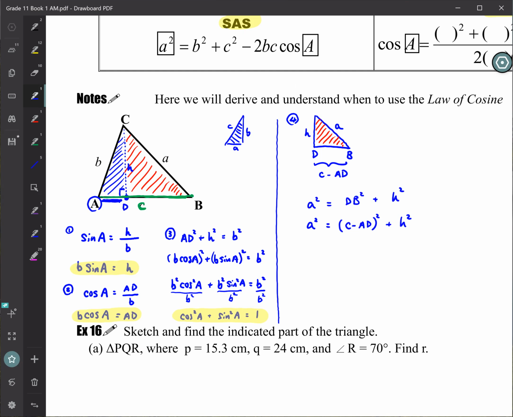All right, so AD, now you look at the yellow highlighted. Okay, look at step 2. AD is B cosine A, right? Look at step 1. The height is B sine A. Okay, so I'm going to replace AD and the height with step 1 and 2. Okay, so that's why we did those first. So C minus AD, which is B cosine A, squared plus H. H is B sine A.